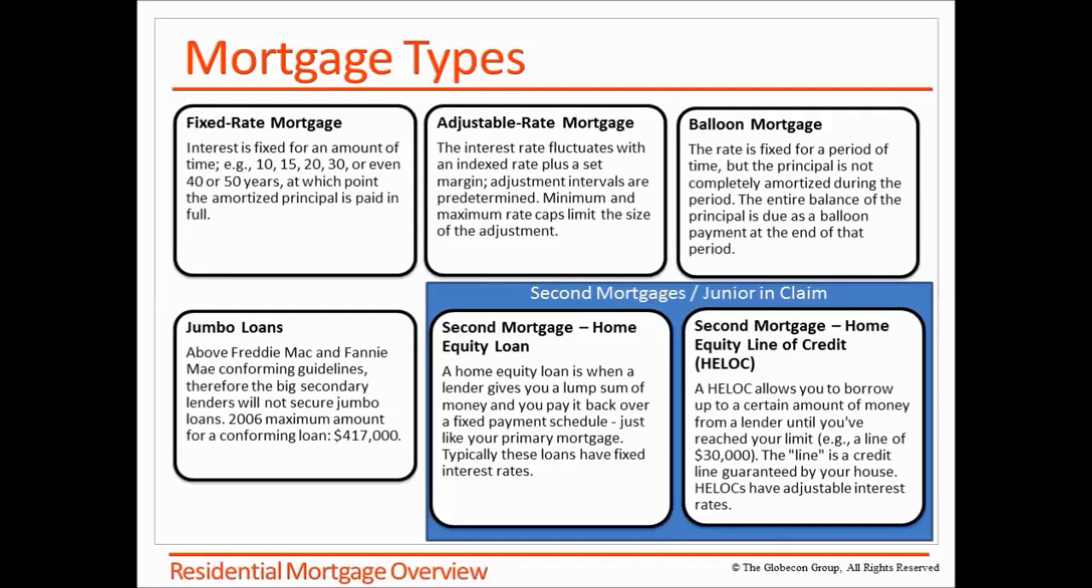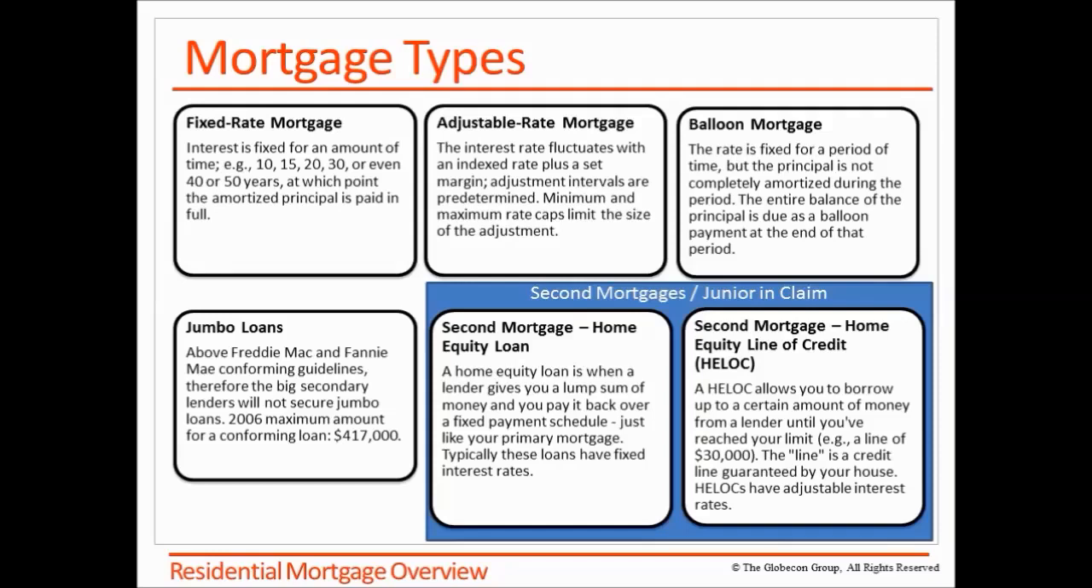Another common type is a jumbo loan, and during this program we're going to talk a lot about government sponsored entities such as Freddie Mac and Fannie Mae. They have a lot of conforming guidelines. And one of their guidelines is a loan can't be over a certain dollar amount. The most current dollar amount is $417,000. But we know that there are mortgages that are needed that are above that, and those are considered jumbo loans, and other lenders will secure those loans.